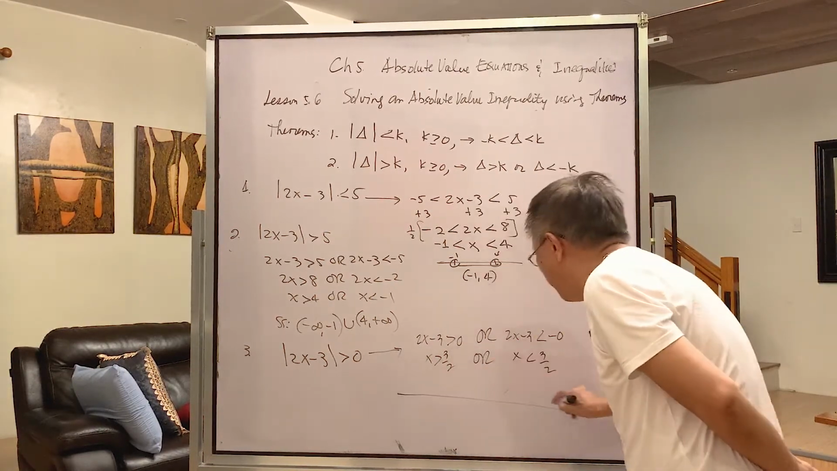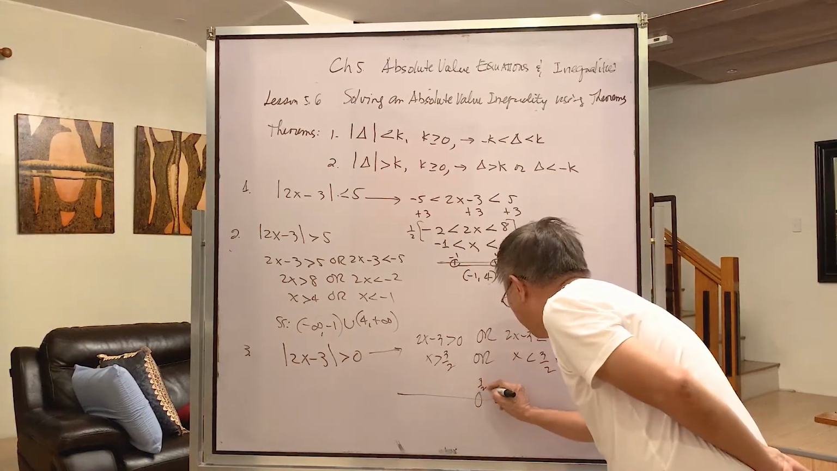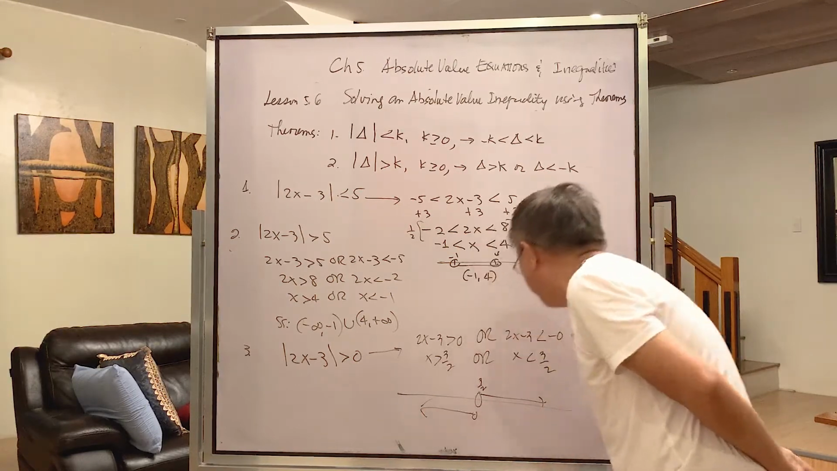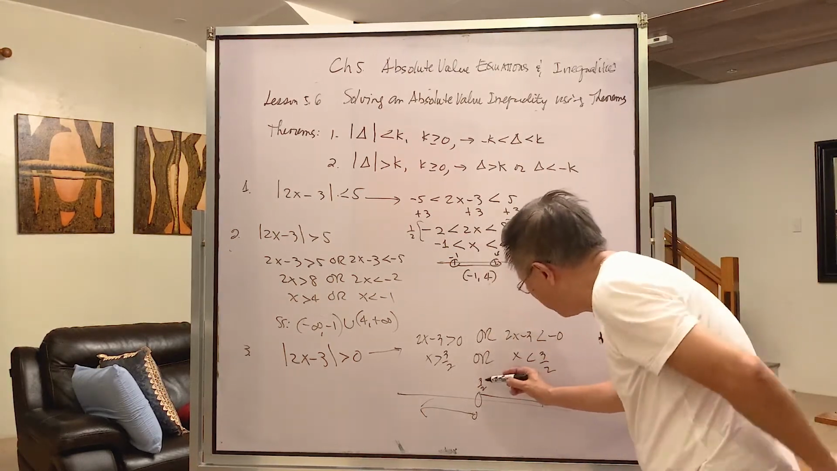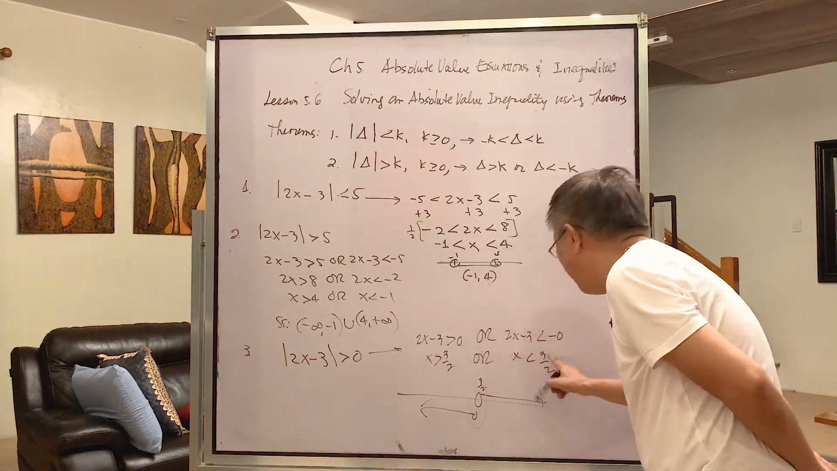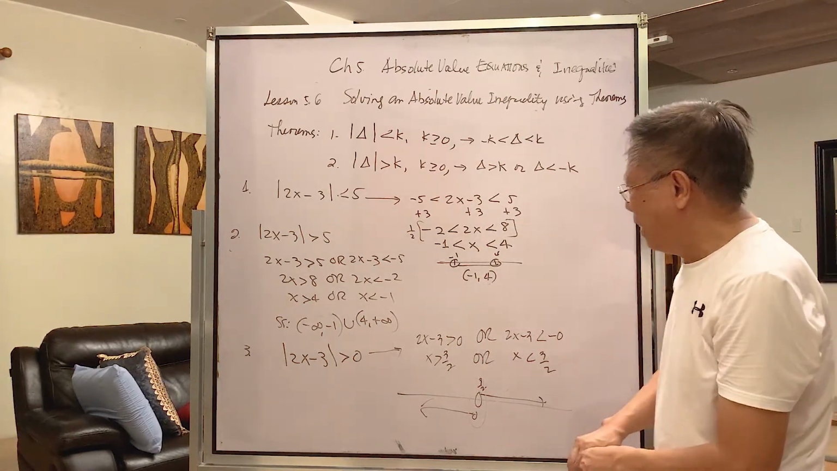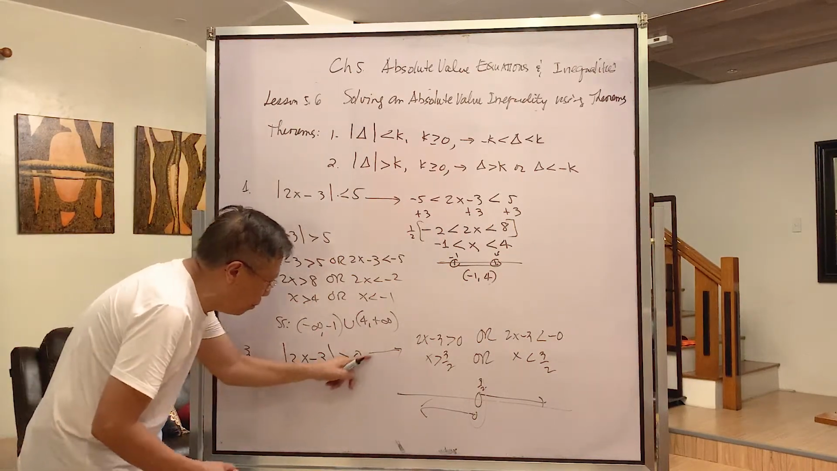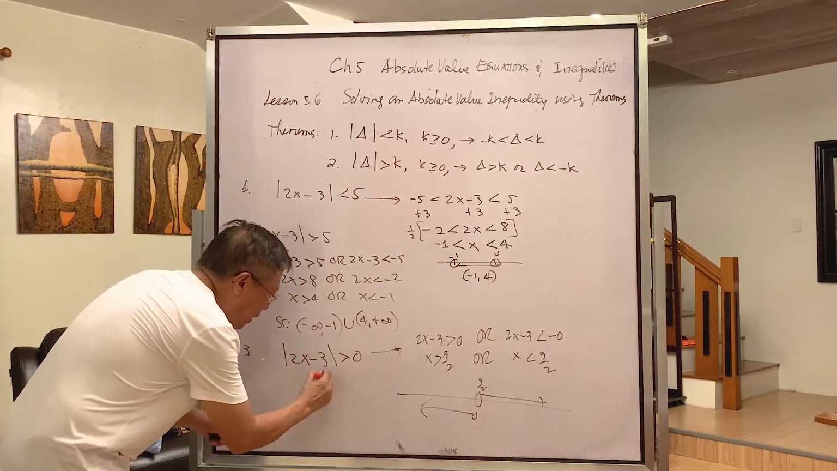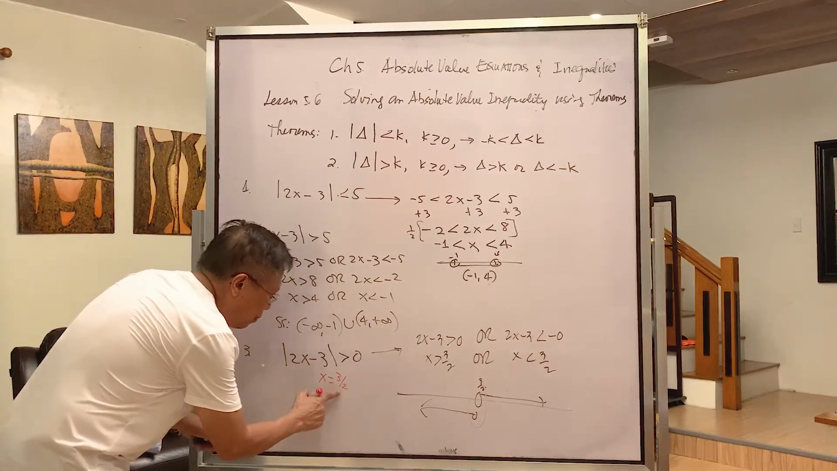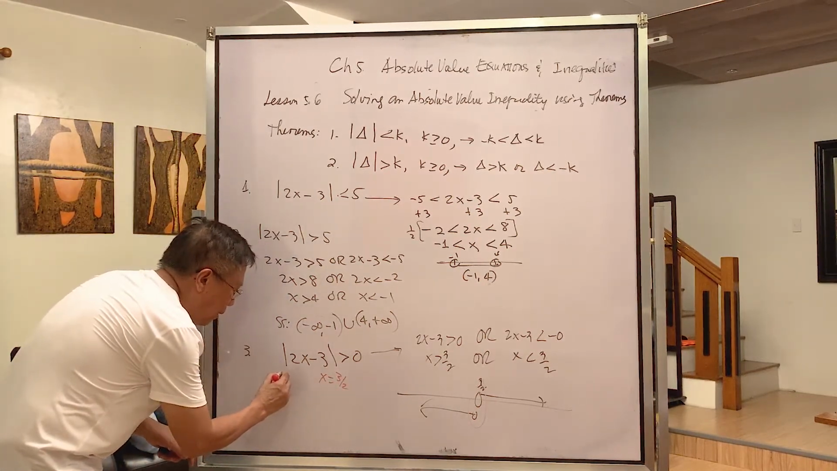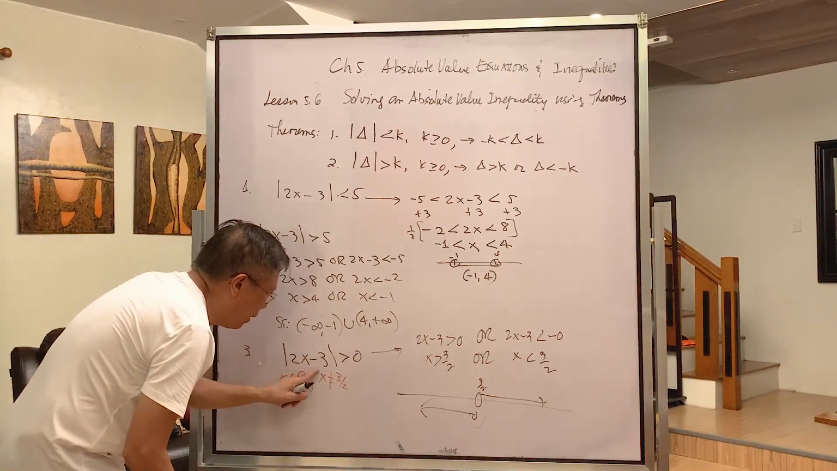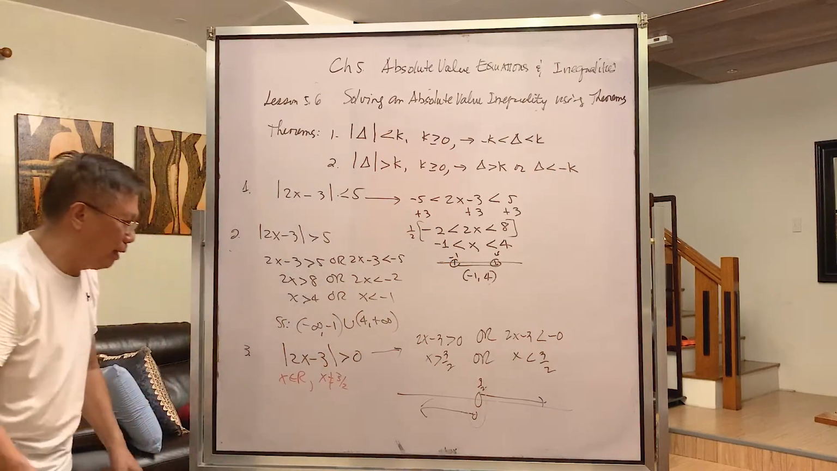So what is it saying? X greater than 3 halves is going to the right, or x less than 3 halves going to the left. The only solution that's not included is x equals 3 halves. From our trivial case, this is always true for all x except x equals 3 over 2, because when x equals 3 over 2, what happens? This will become 0, and 0 is not greater than 0.